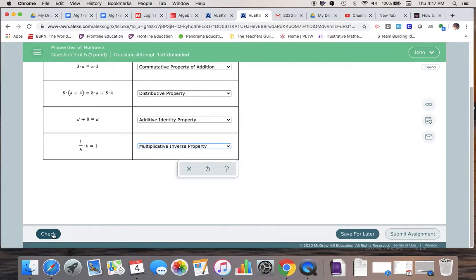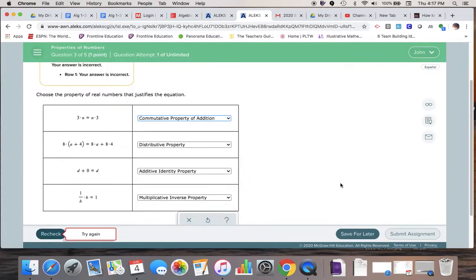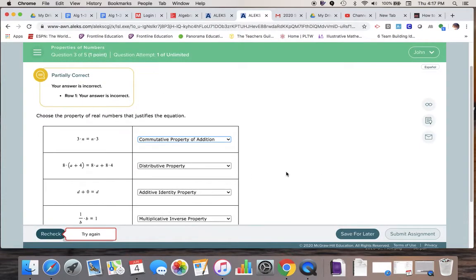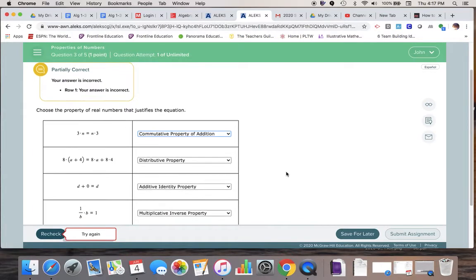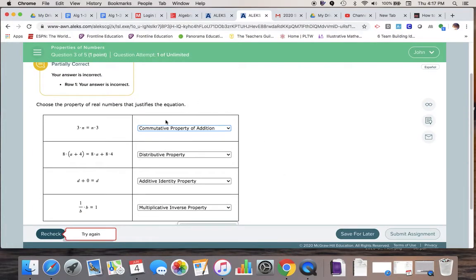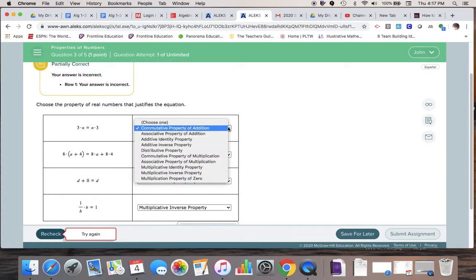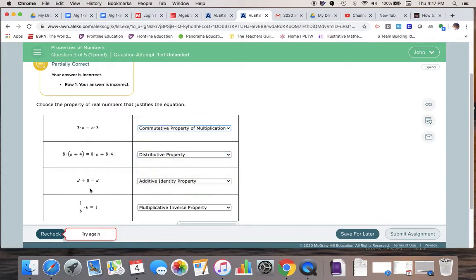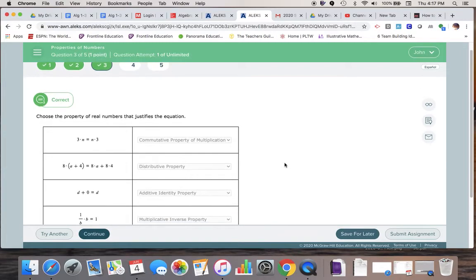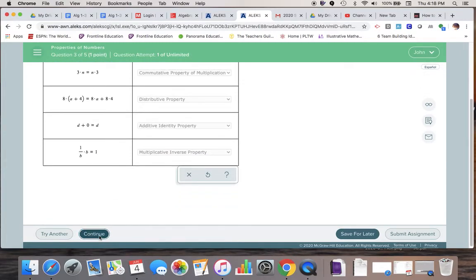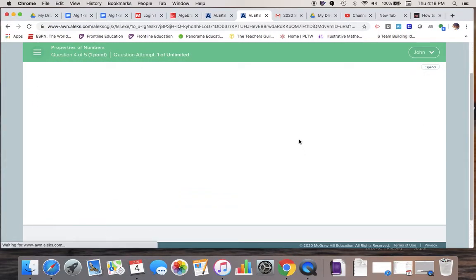Okay, I apologize, I didn't know the distributive property ones were going to be in here. I got another one wrong. Row 1, your answer is incorrect, because I said addition. It's commutative property of multiplication. Okay, that's what I like about Alex, is that you can make silly little mistakes like what I'm making, but it gets that you're understanding most of it.